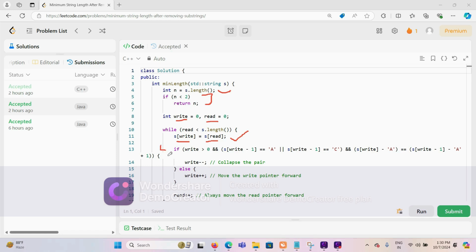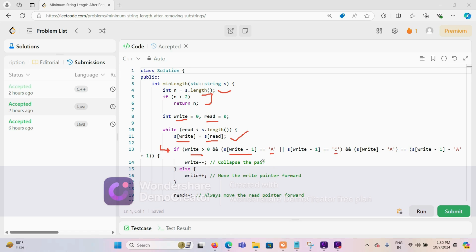Now we are checking this condition, if write is greater than 0. Why greater than 0? Because we are looking for a pair of length 2. So at write minus 1 we should have a or c. That is why if it is 0 then there is no possibility of any left character. So when it is at least 1 then only we will check. So we will look at the left side at write minus 1. Is it a or is it c?